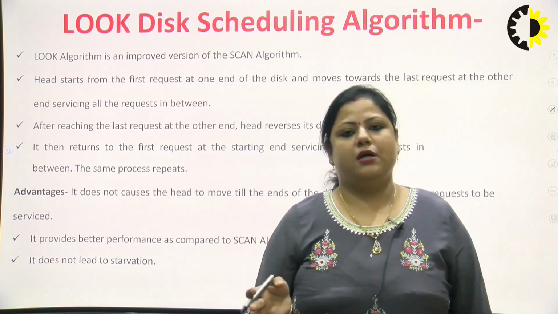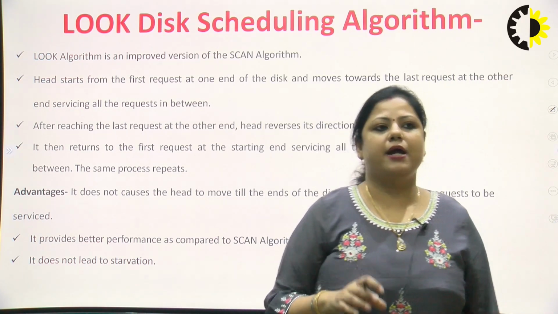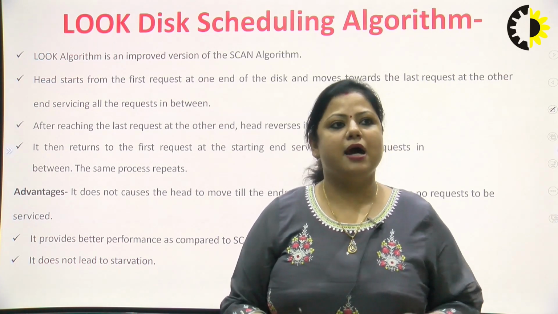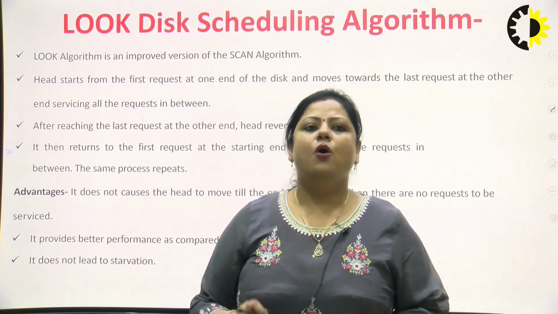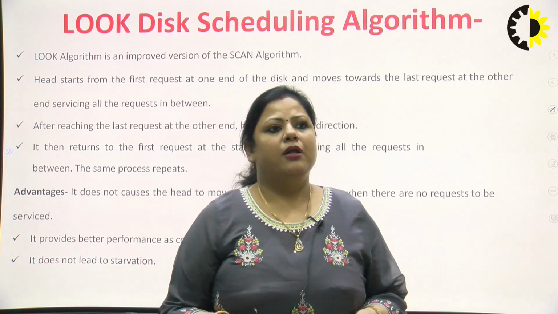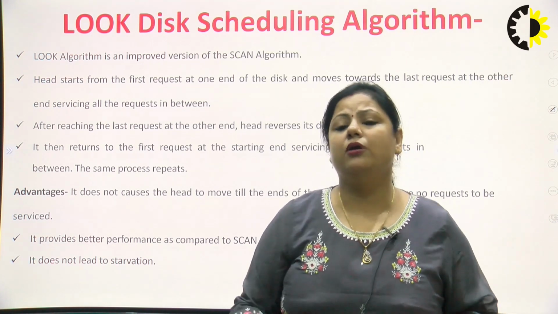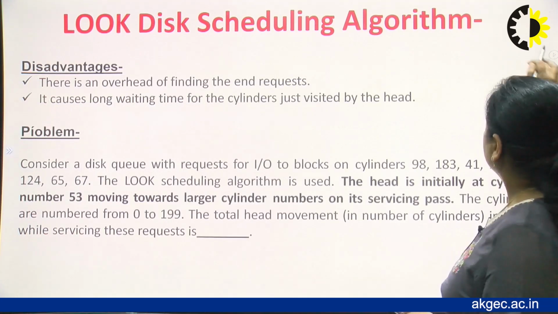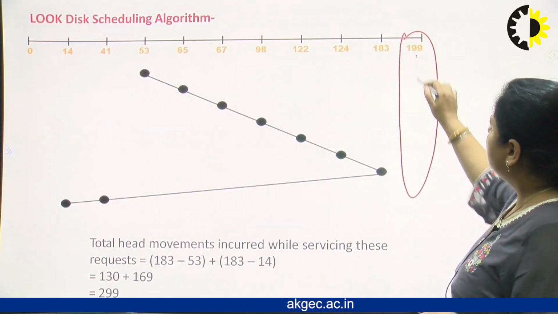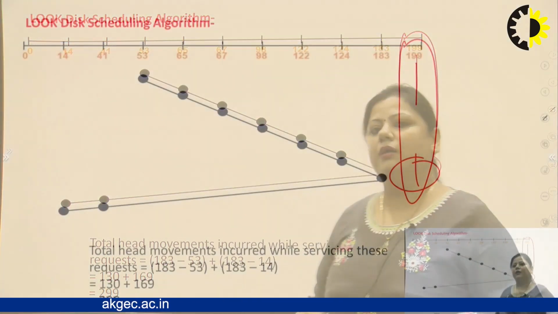The LOOK algorithm is an improved version of the SCAN algorithm, in which the head starts from the first request at one end of the disk and moves towards the last request at the other end, servicing all the requests in between. So, basically this is a smart version of the SCAN algorithm. After reaching the last request at the other end, the head reverses its direction. It does not go to the last end. See here, it does not cover 199, since that would consume time, seek time and latency time.